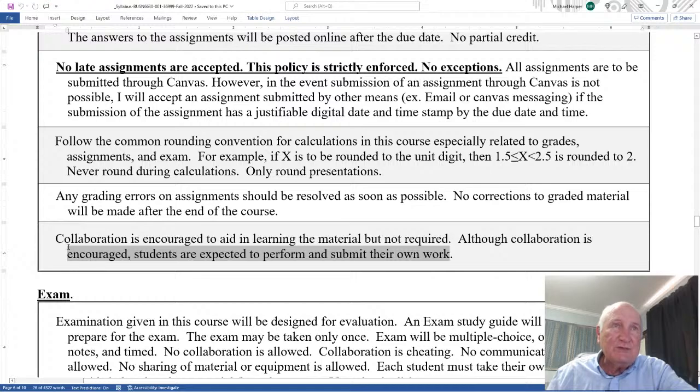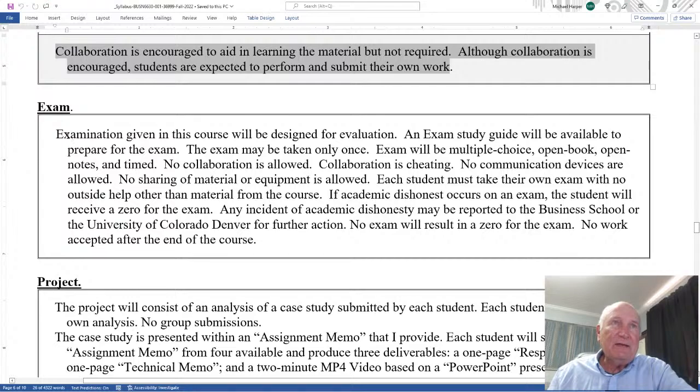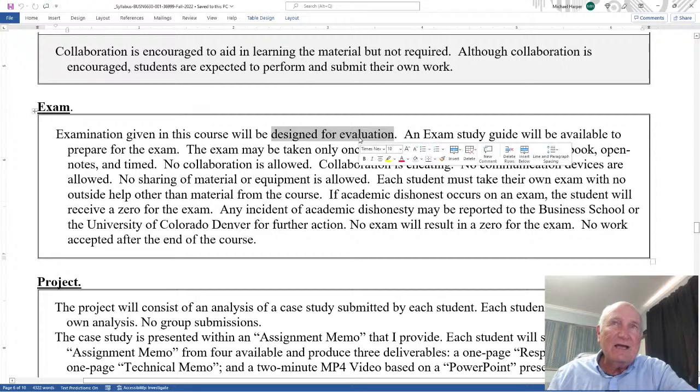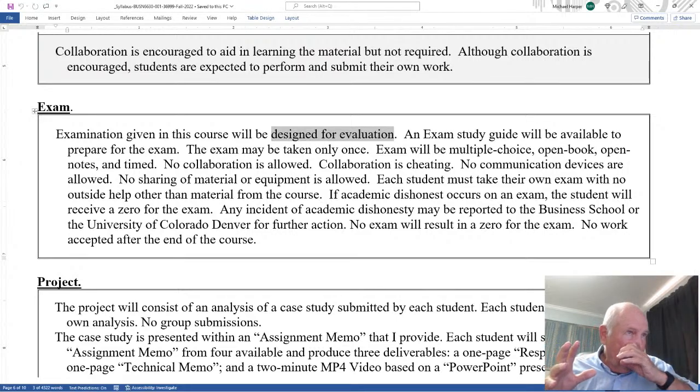Okay, collaboration is encouraged to aid in learning the material, but not required. It's up to you. Use the resources according to your learning styles. Although collaboration is encouraged, students are expected to perform and submit their own work. Examinations will be given in this course. They'll be designed for evaluation. Let me talk about this. The quiz and the homework are designed for learning. That's where you go in depth to learn the material.